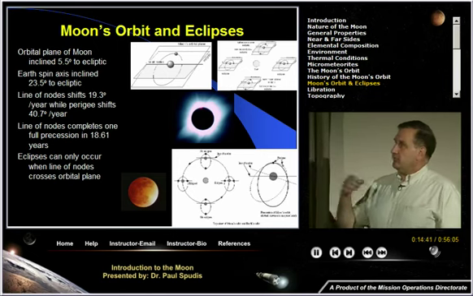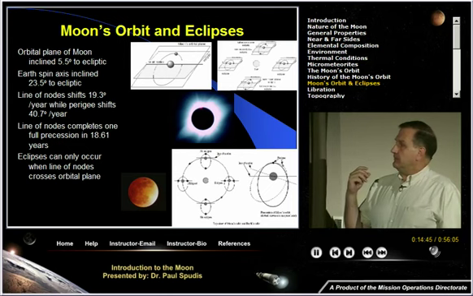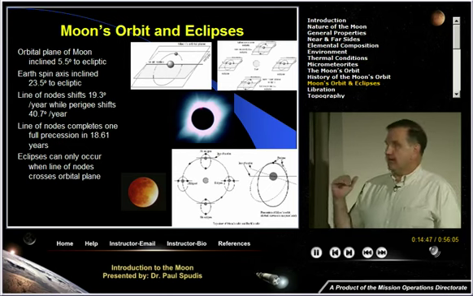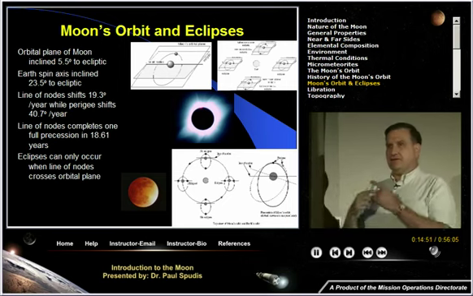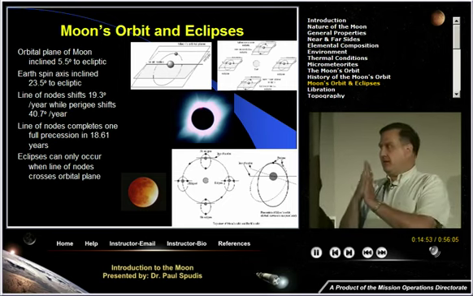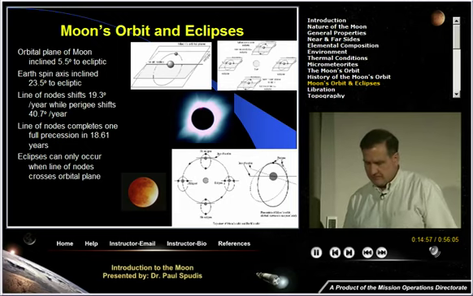The line of nodes, which is the only time you can actually have an eclipse, when it crosses the orbital plane, goes on a cycle of 18 years. So effectively, over that 18-year cycle, the spin axis of the moon is going to precess along that period of time.